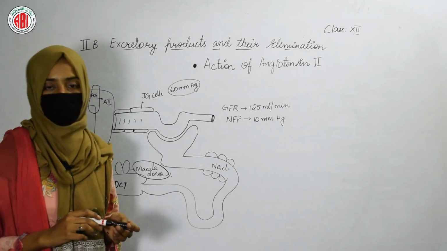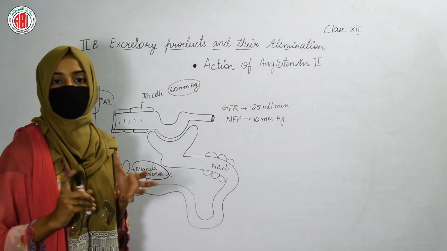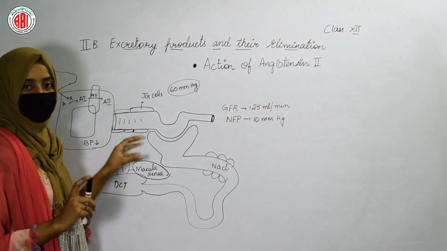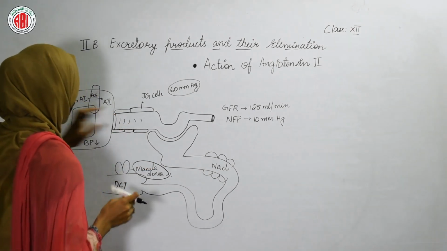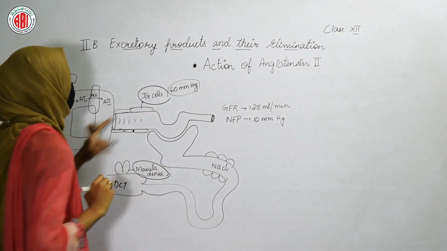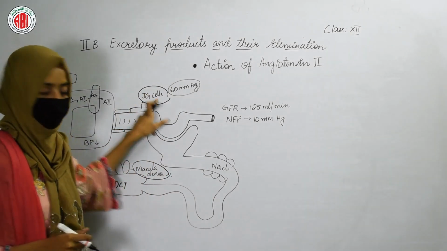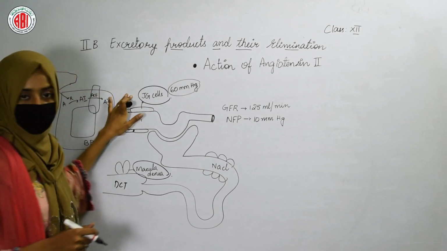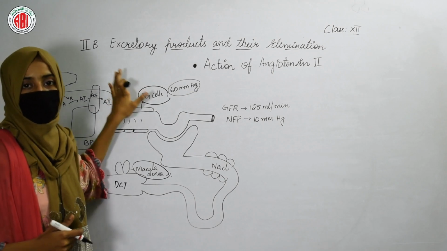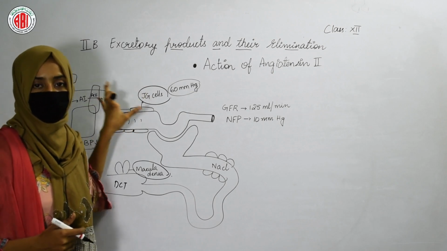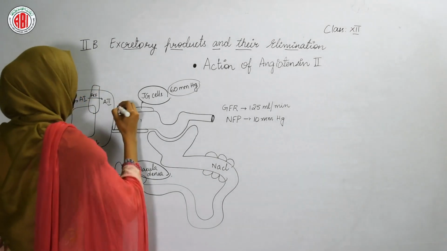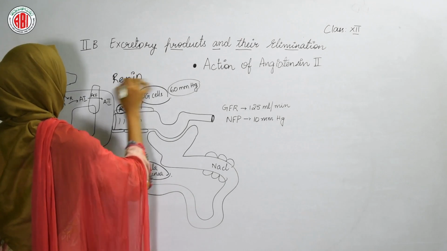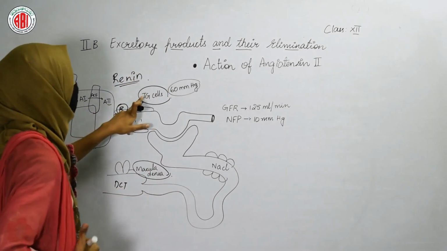Macula densa are salt lovers. They need the filtrate to be salty, but if they find the filtrate saltless, they send signals to the specialized cells of the efferent arteriole, which we call JG cells, juxtaglomerular cells. When the macula densa send signals to the juxtaglomerular cells, they become activated and release a hormone called renin, R-E-N-I-N. This is an enzyme released by juxtaglomerular cells.